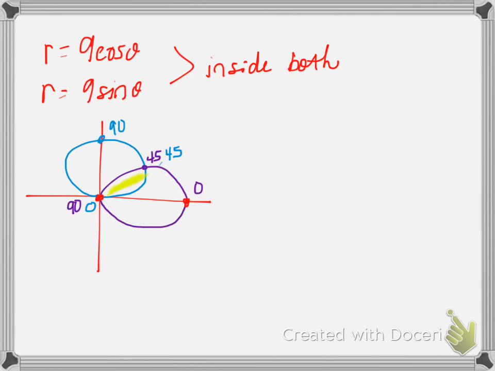Now, let me tell you this as well, you could do the integral of the blue one from 0 to 45 and then multiply by 2. You could also do the integral of the purple one from 45 to 90 and multiply by 2. Because when you divide that in half, they're both equal. Or you could just do the two separate integrals that we just talked about.